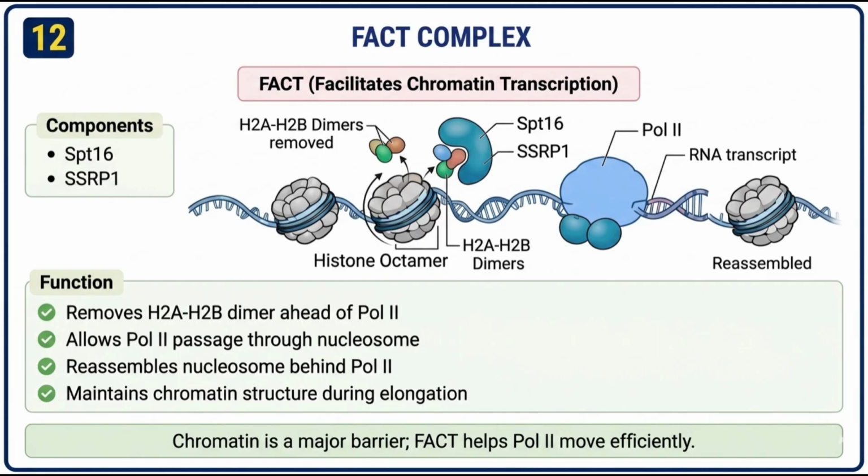It temporarily removes H2A-H2B histone dimers from nucleosomes, allowing RNA polymerase to pass. After polymerase passage, FACT helps reassemble nucleosomes. Therefore, FACT ensures efficient transcription while maintaining chromatin integrity.